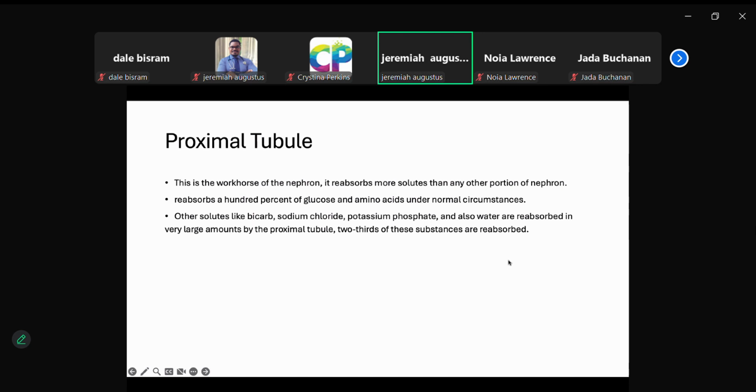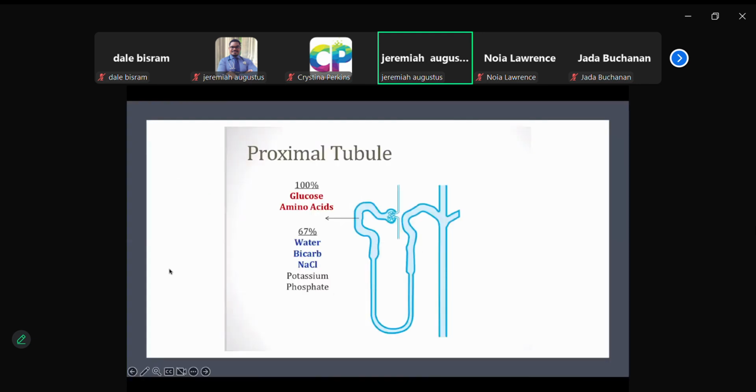It reabsorbs 100% of glucose and 100% of amino acids under normal circumstances. Mind you, under normal circumstances, right? So a patient with a normally functioning proximal tubule is going to absorb all of its glucose and all of its amino acids. Of other things like bicarbonate, chloride, potassium, phosphate, and water, about two-thirds are reabsorbed. You get me? Now, we're going to go into how the body does that. This is a little schematic to show how it does it: 100% glucose and amino acids, about 67% of water, bicarb, and sodium chloride.